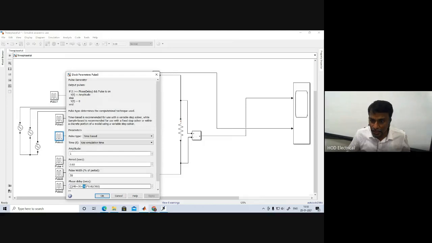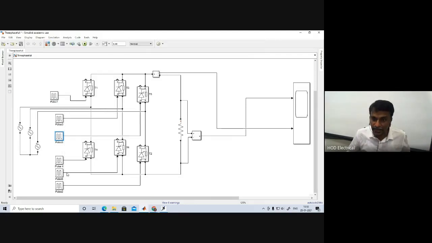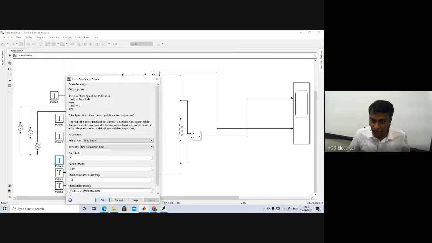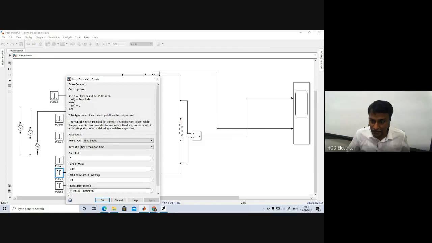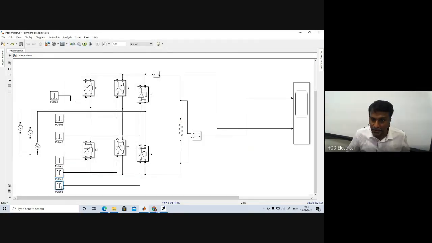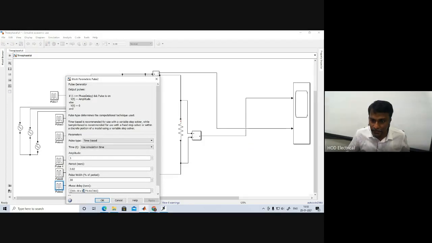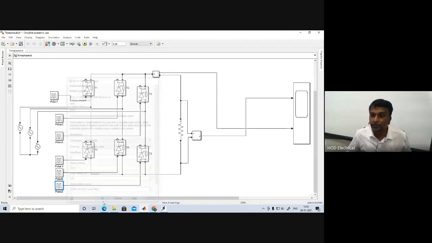We already know continuous conduction and discontinuous conduction of the 3-phase full converter. If alpha is greater than 60 degree, discontinuous conduction. If alpha is less than 60 degree, continuous conduction. You can see it here from this study. So now let me run the simulation again.